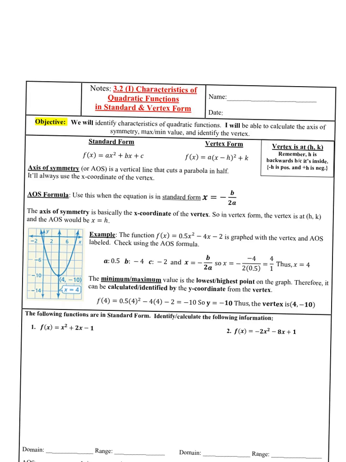So we are going to calculate the axis of symmetry, and then we're going to calculate the max or minimum value. I say max or minimum because this is a minimum point because the graph is opening upwards. If the graph were opening downwards, then we'd have a maximum point because the vertex would be at the top and then the graph is just going down from that point forward.